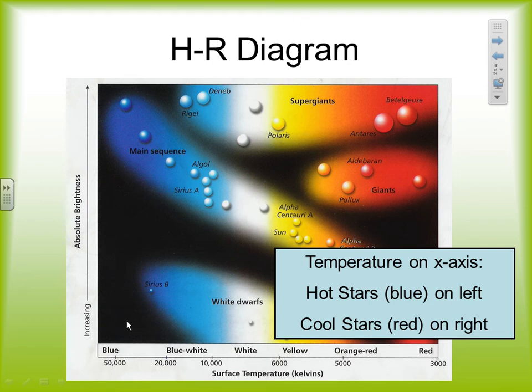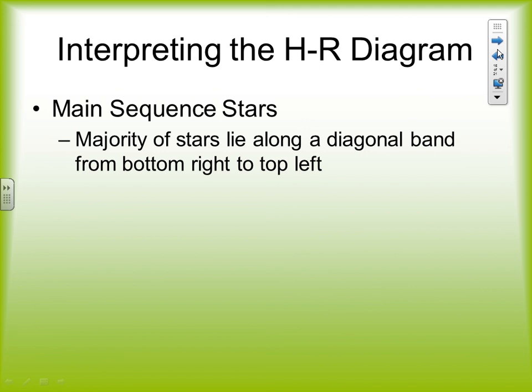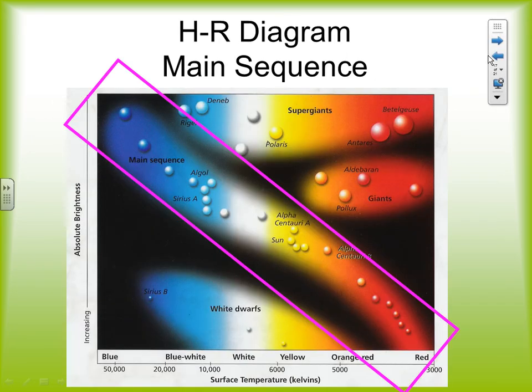Most of the stars that we find out there in the universe fall along something that we call the main sequence. The main sequence is a diagonal band that goes from the bottom right of the graph to the top left of the graph. And if you look at your picture, it's labeled as such. So, bottom right, top left. There it is. Okay? There's our main sequence.